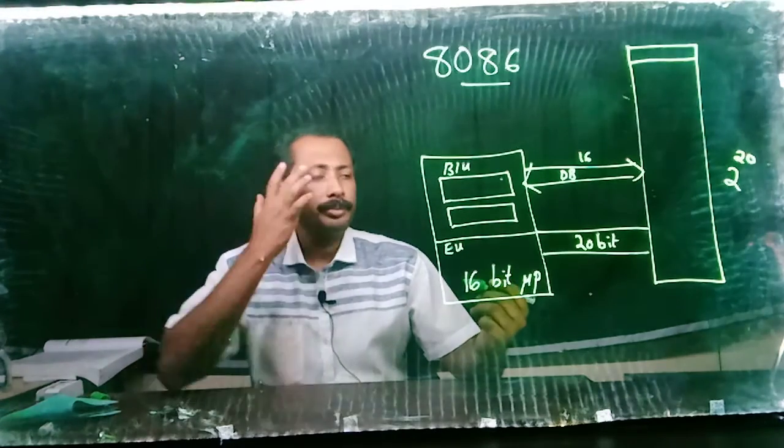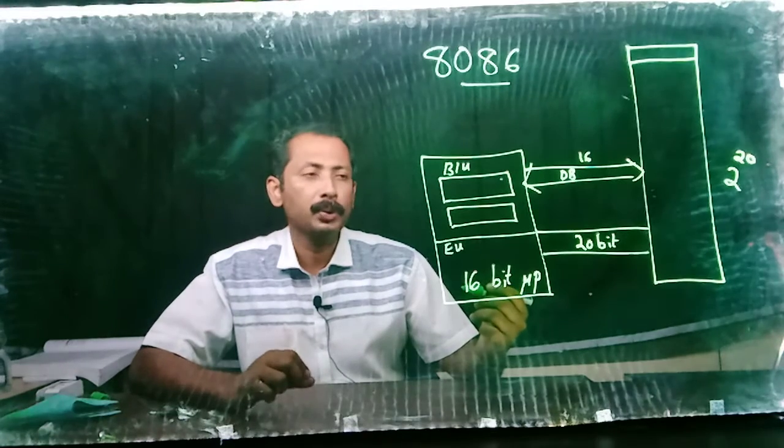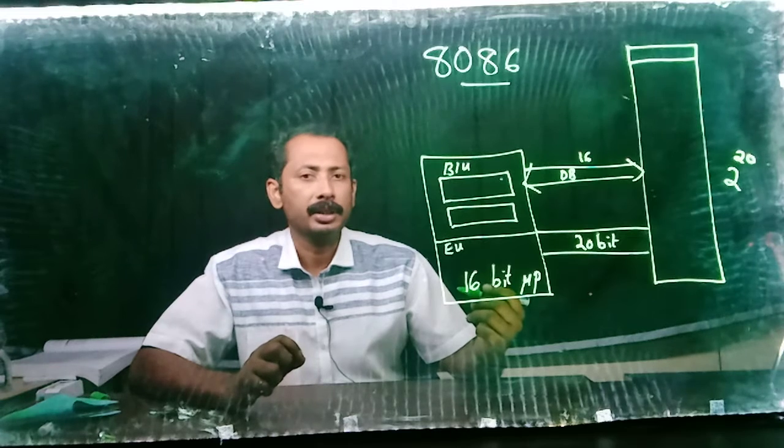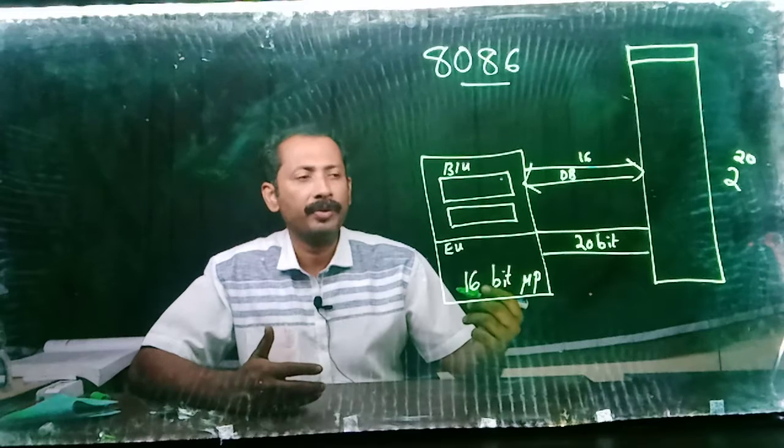Now, inside the block diagram we can see a prefetch queue inside this 8086. It means that it has a queue of 8 byte prefetch queue.